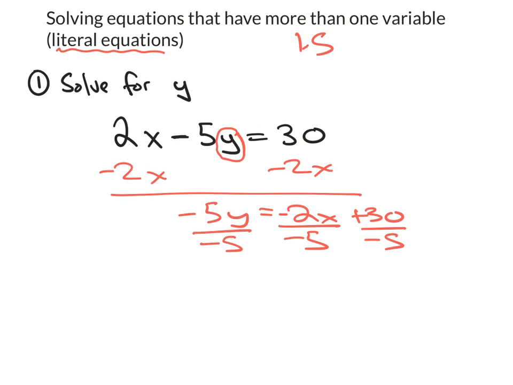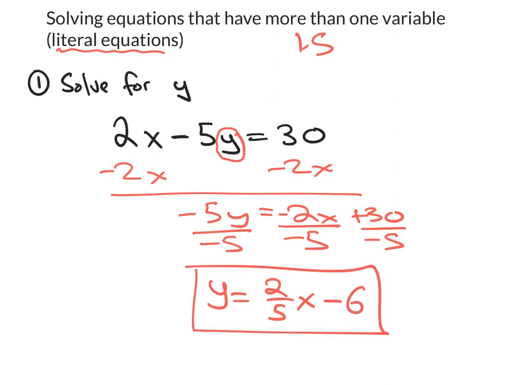So what I end up with is y equals negative 2 divided by negative 5 becomes positive 2/5 x. And then 30 divided by negative 5 becomes minus 6. So there's my answer. You might recognize that as slope-intercept form. That's kind of why we would need to solve for y. So let's try another.